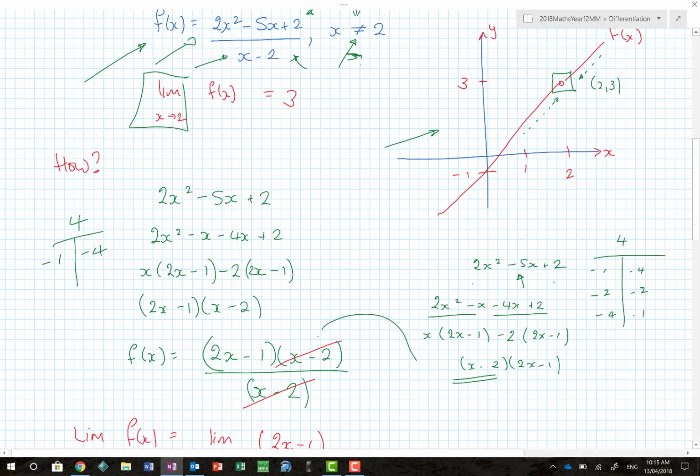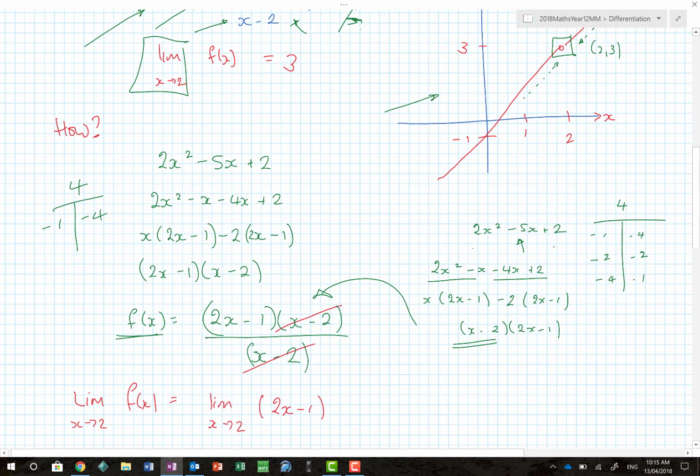And that's exactly what I've done here. I've re-expressed the function by writing the top as a product of 2 linear functions and the bottom as x minus 2. I've cancelled them out, which tells me that my function is, as we were expecting, a straight line: 2x minus 1. Oh good, it crosses through at minus 1.